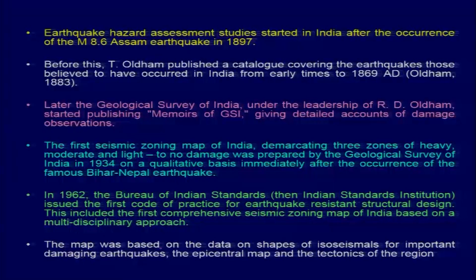So, the map was based on the data on shapes of isoseismals. These isoseismals have been prepared considering the damage pattern: isoseismals for important damaging earthquakes, the epicentral map, and the tectonic structures of the region. So, this was taken into consideration for preparing the seismic zonation map.